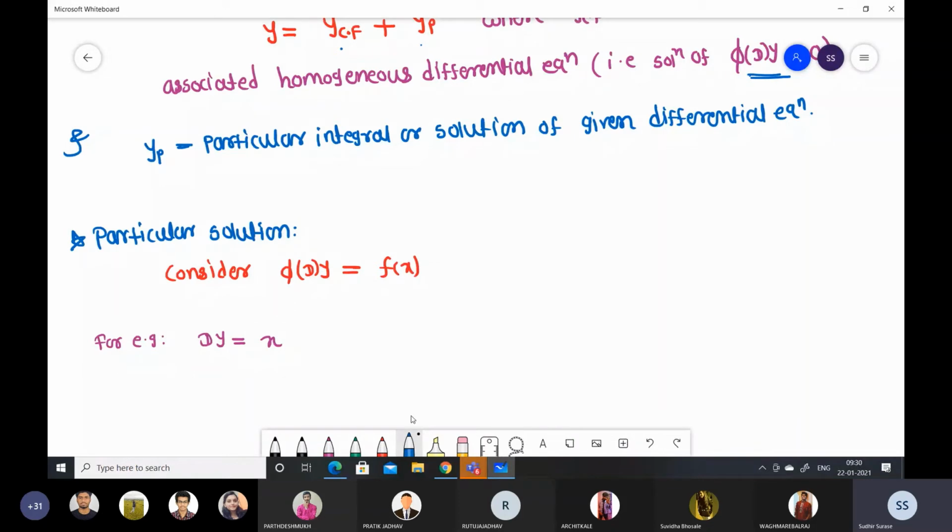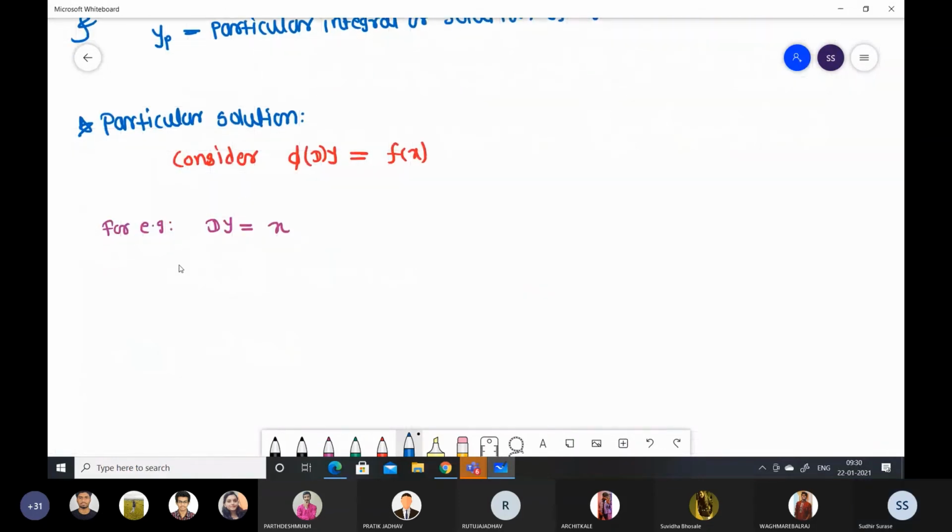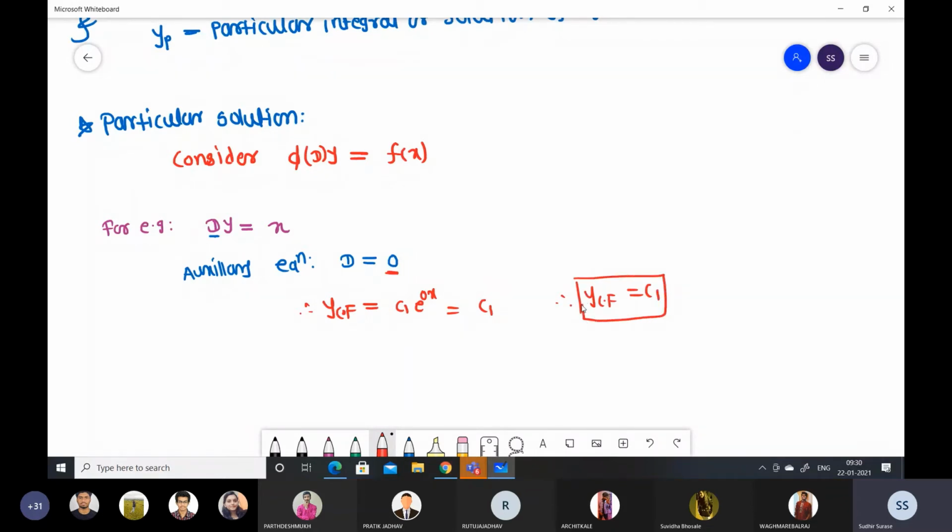So can you tell me what is the auxiliary equation in this case? It's very simple. The coefficient of y you have to treat as the auxiliary equation. So the auxiliary equation here is simply D, so D is equal to 0. And of course the order is 1, therefore we get only one root. So 0 is the only root, and therefore ycf is equal to c1 e to the power 0x. So this is simply an arbitrary constant c1. So therefore ycf is equal to c1.